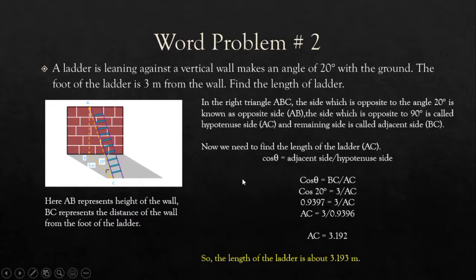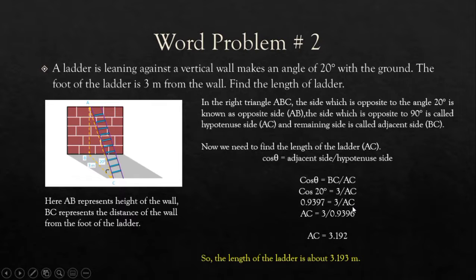So since the hypotenuse is missing, we will use cosine. Cosine is equal to adjacent side divided by hypotenuse side. So first we will get the given angle which is 20 degrees and we will put it beside cosine. Cosine 20 degrees equals 3 divided by AC. If we simplify cosine 20 degrees in our calculator, we will get 0.9397 equals 3 divided by AC.